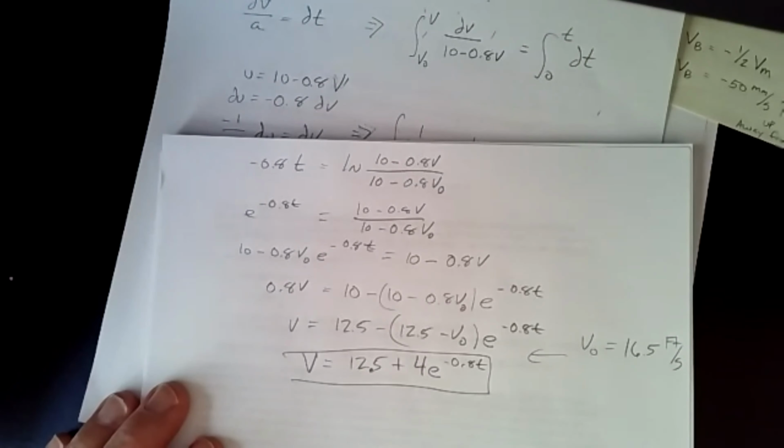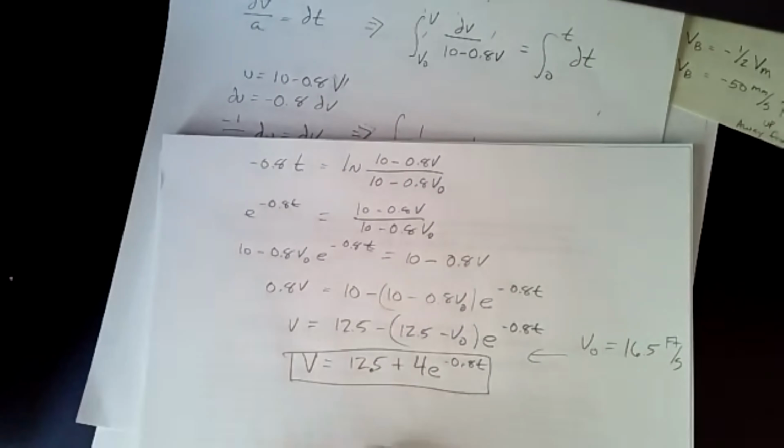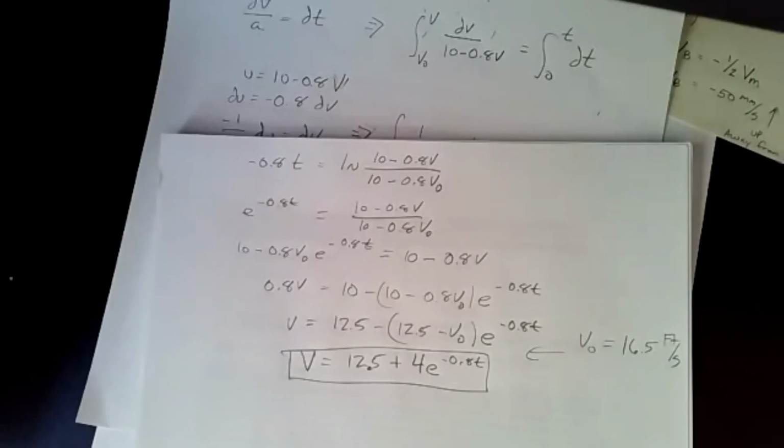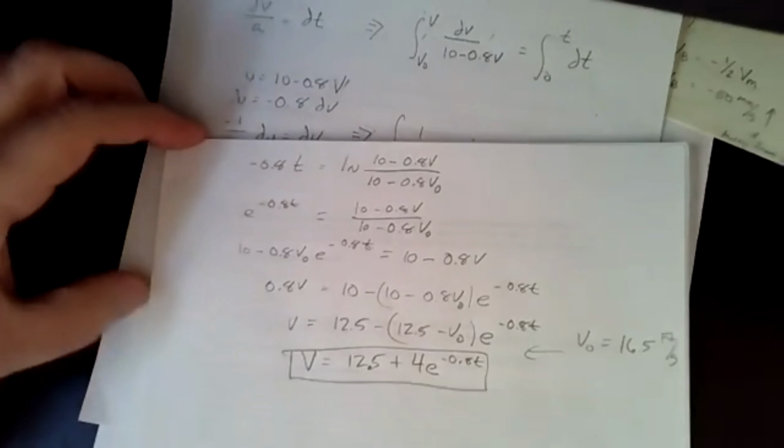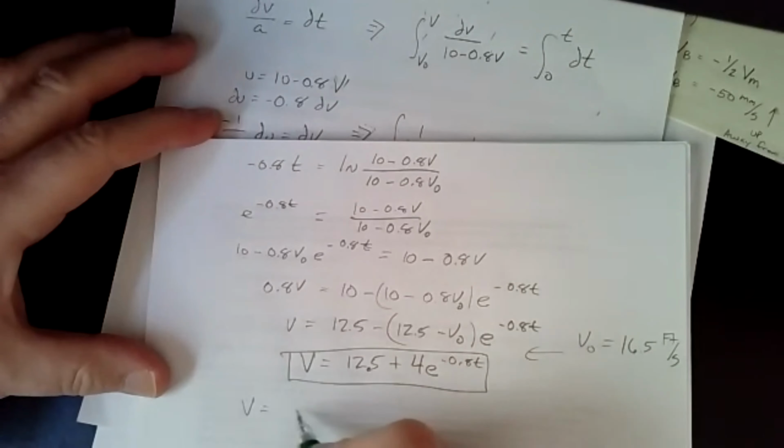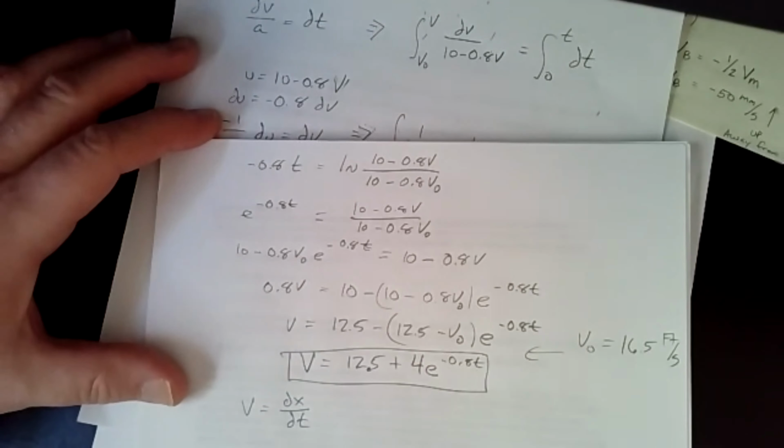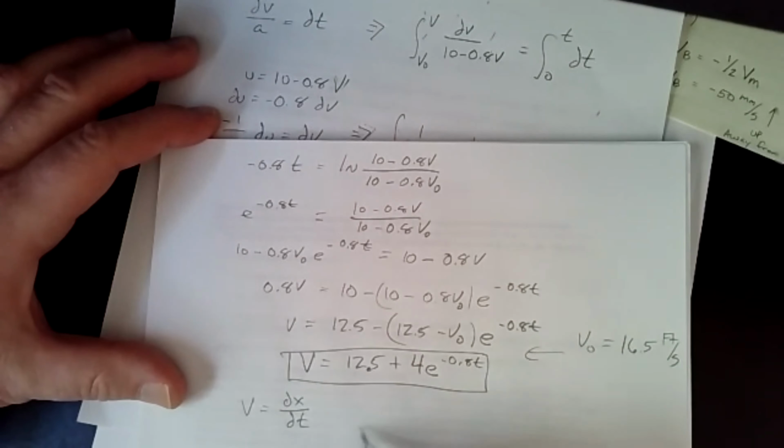All right, so now we have v in terms of t. We're not done though, because really what we're looking at is the distance. So with that, we know that v equals dx dt. We can rewrite this as v dt equals dx. And so what we end up with then is the integral from 0 to t.